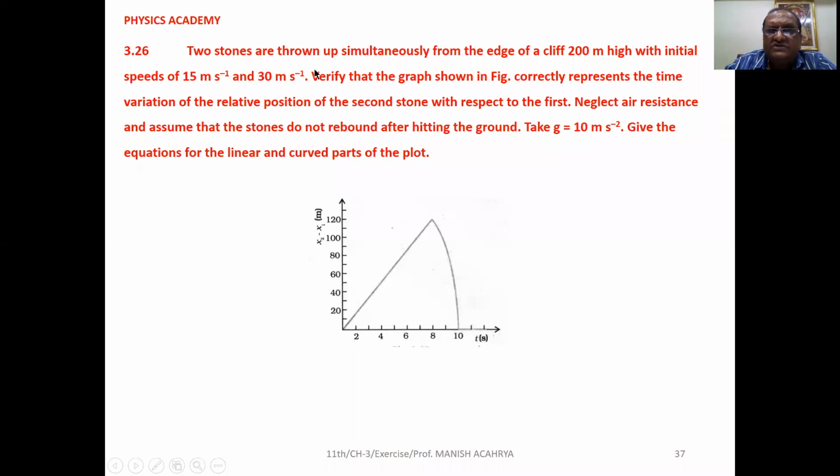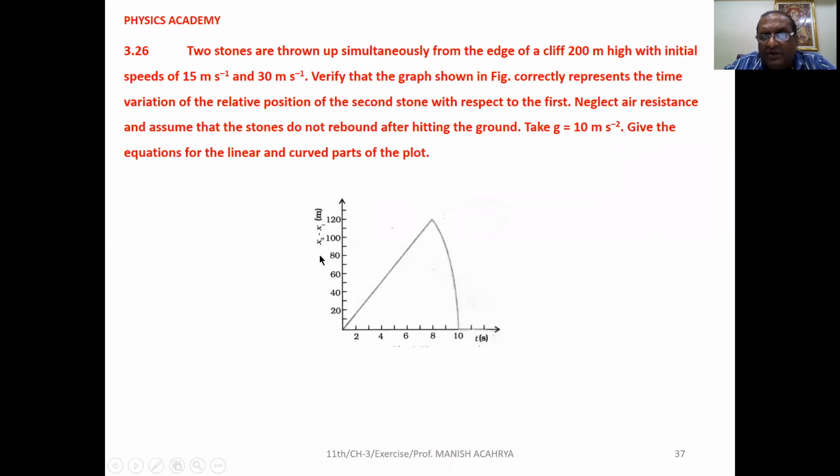3.26. Two stones are thrown up simultaneously from the edge of a cliff 200 meter high with initial speeds of 15 meter per second and 30 meter per second. Verify that the graph shown in the figure correctly represents the time variation of the relative position of the second stone with respect to the first one. Neglect air resistance and assume that the stones do not rebound after hitting the ground. Take g equal to 10 meter per second square. Give the equations for the linear and curved part of the plot.